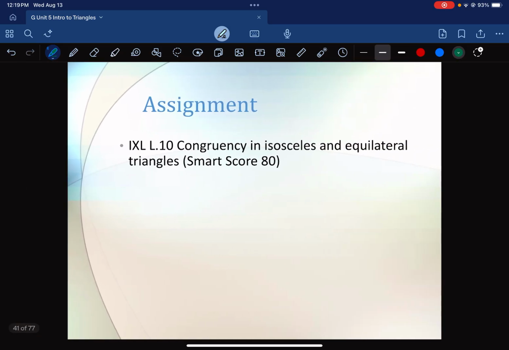Your assignment then is IXL L10, looking for a SmartScore of 80.